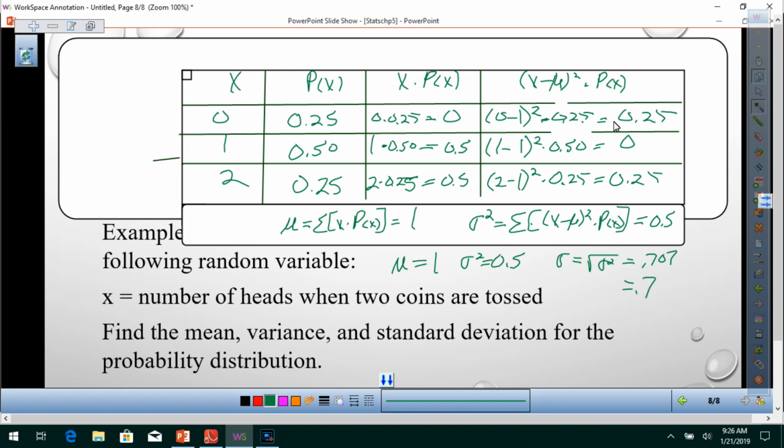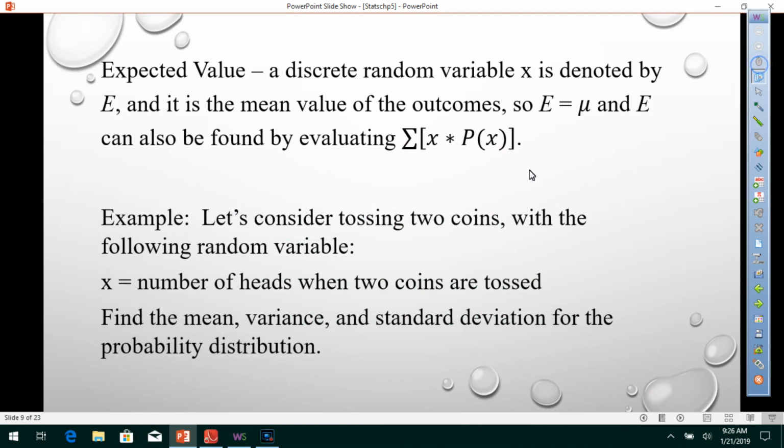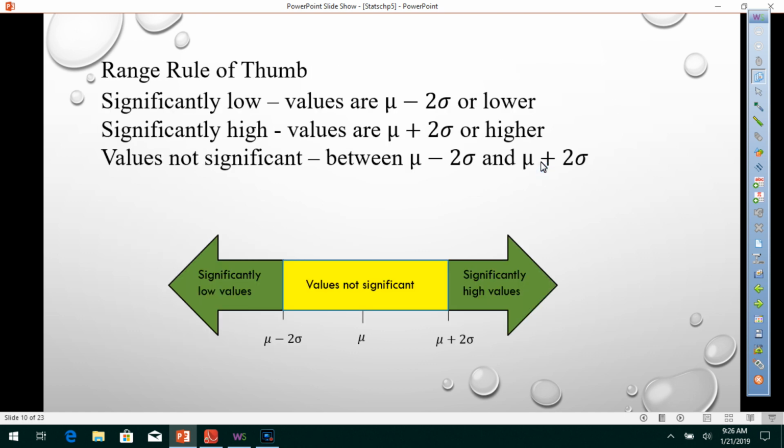Okay, so that's how you find them, and we will do more of these in class. But since we had that, we thought we'd show a little bit. Range rule of thumb. Significantly low values are mu minus 2 standard deviations or lower. Significantly high values are mu plus 2 standard deviations or higher. Values not significant are between mu minus 2 sigma and mu plus 2 sigma. So those here in the middle are not significant. That's supposed to be like 95% of the data, isn't it? Within 2 standard deviations is 95% of the data.